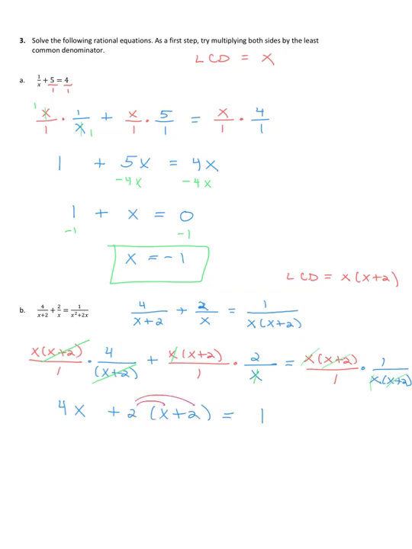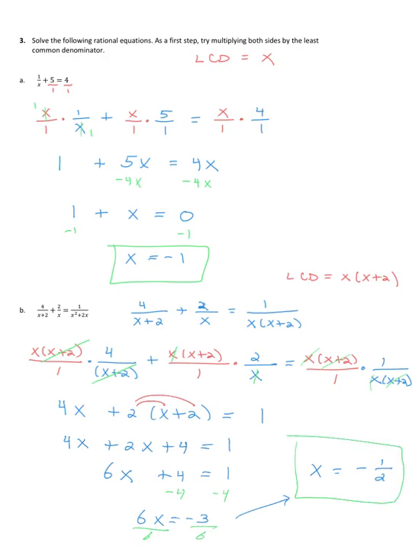Let's see what we get. I get 4x plus 2x plus 4 is equal to 1. If I combine like terms on the left, I get 6x plus 4. I'll subtract 4 from both sides, and that gives me 6x is equal to negative 3. And after dividing both sides by 6, this takes me to my answer. x is equal to negative, well, 3 over 6 is the same thing as a half. You could write a decimal, but this is the solution to the equation.